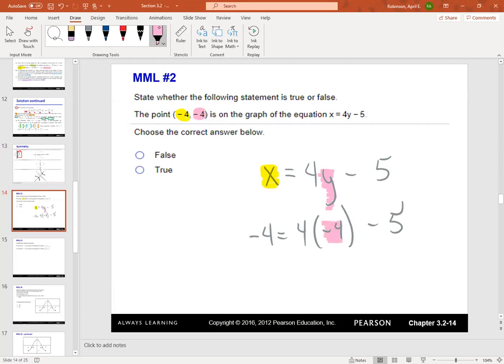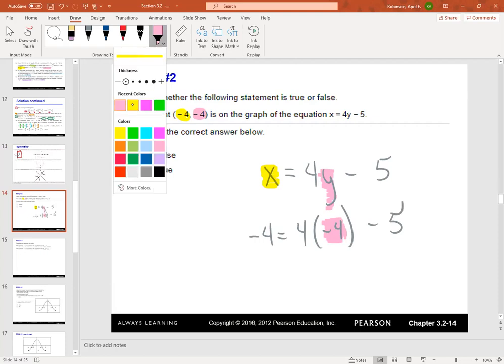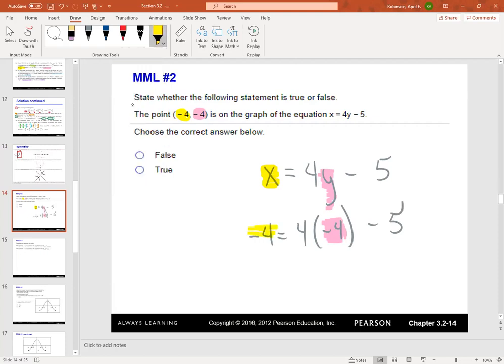I took out y, I plugged in the y coordinate. I took out x and I plugged in the x coordinate. They just happen to be the same number, -4. And now you have to check, does the left side really equal the right side? Because it's saying that x is going to equal 4 times whatever y is minus 5. Well, the left side is just -4. The right side, I'd have to follow order of operations.